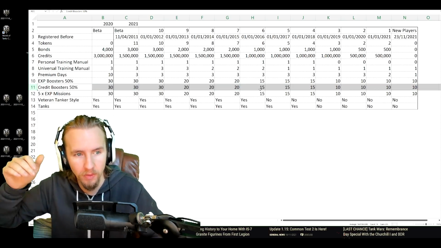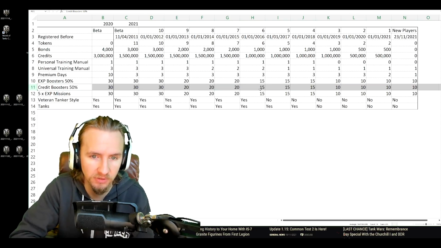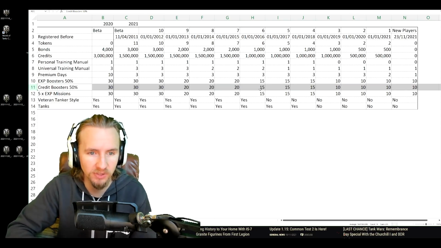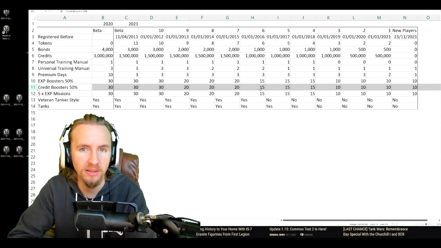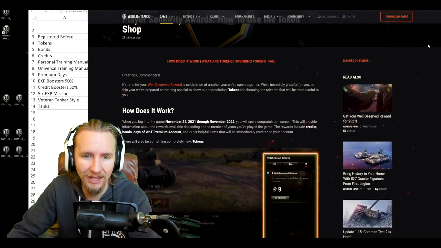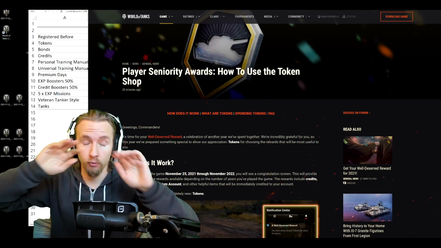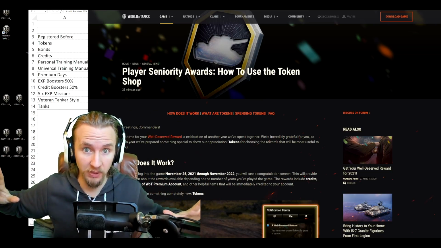And to add on the bonds, the credits, and the training manuals that everybody's going to be able to get, in addition to the premium time, yeah, it gets a big thumbs up from me. And I think this new token system is a good idea as the game really extends into ridiculous proportions with how long some people have been playing it.